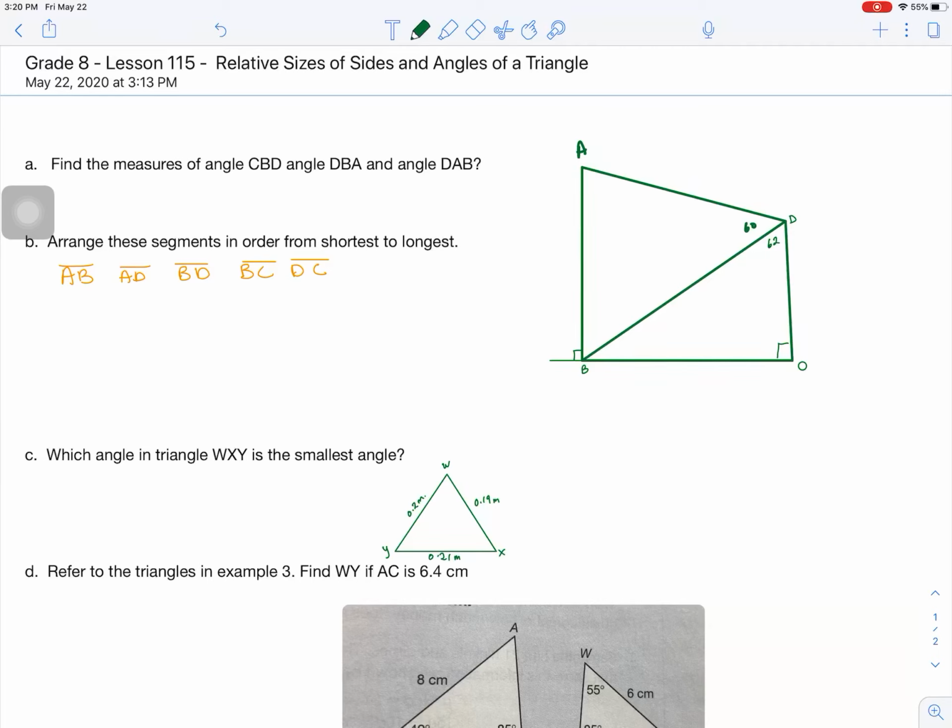Okay, grade 8, we're going to go through this lesson. It's fairly straightforward. We're looking really at geometry here and learning how to find out the relative sizes of sides and angles of a triangle.